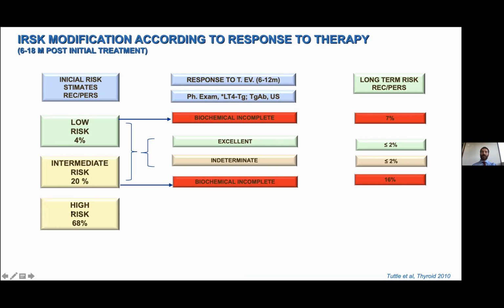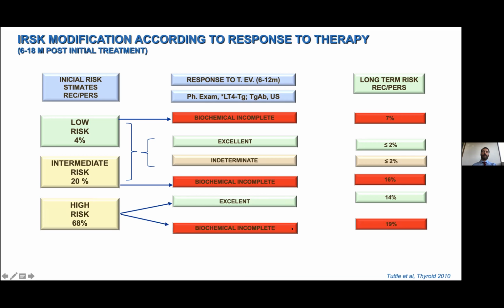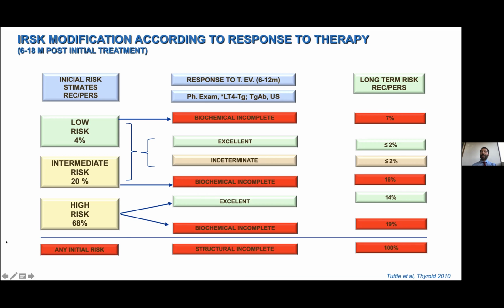When the patient started as a high-risk patient, if they have excellent response, their risk of recurrence is smaller, but still high, 14%. And if they have biochemical incomplete response, the risk of recurrence is larger, almost 20%. Regardless of the initial risk of recurrence, if we have a structural incomplete response, of course the patient is at that time with structural disease, so they have 100% risk of long-term recurrence.